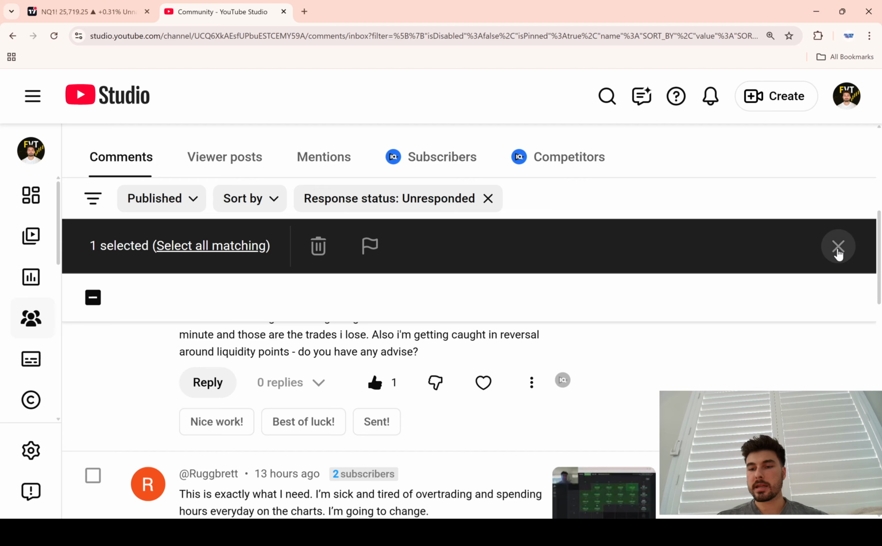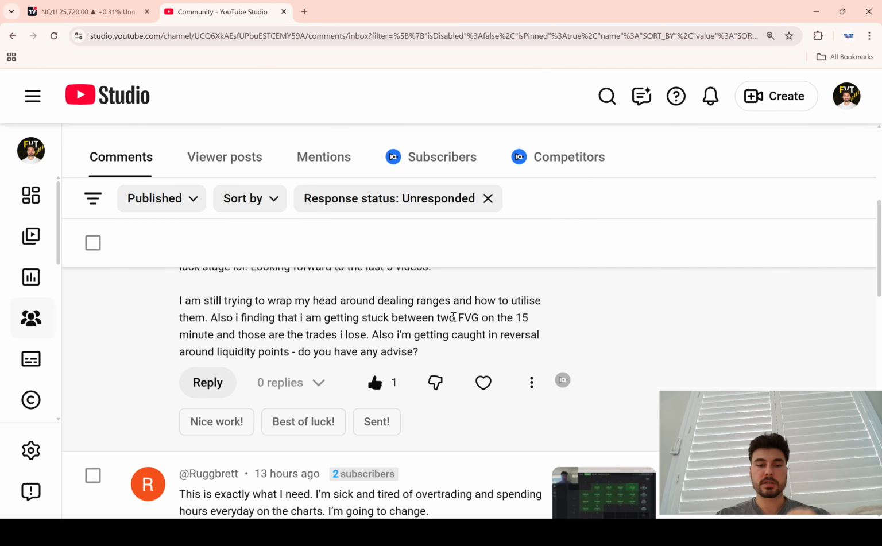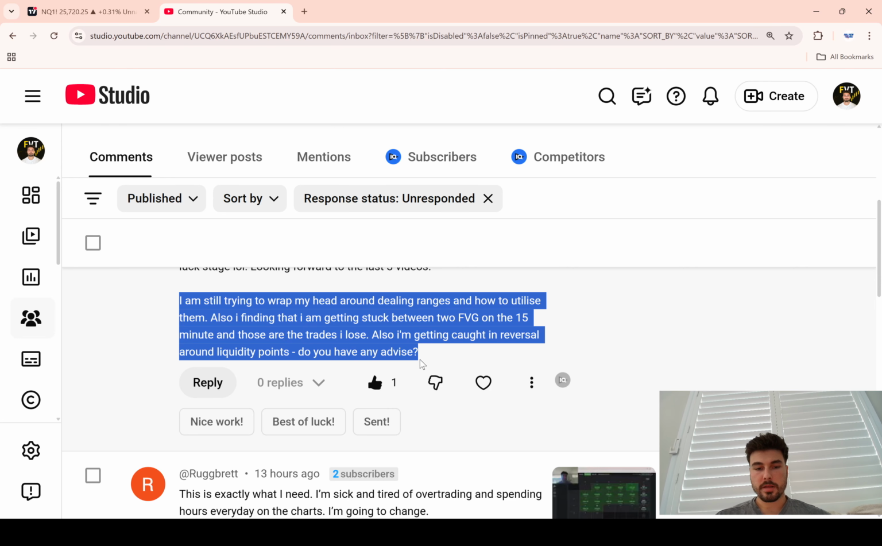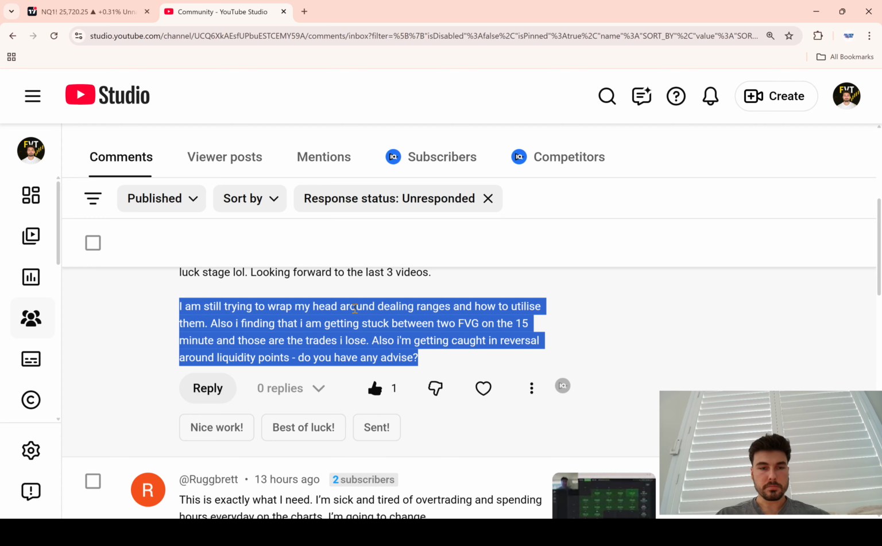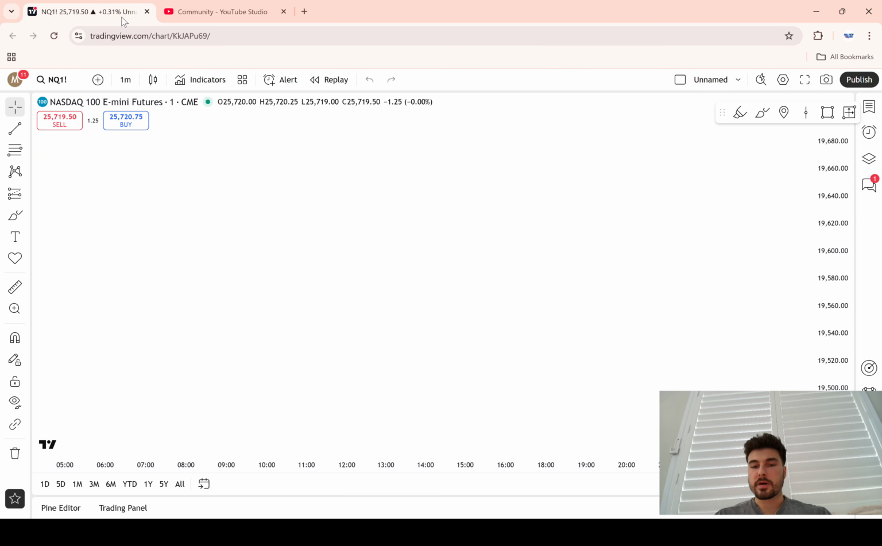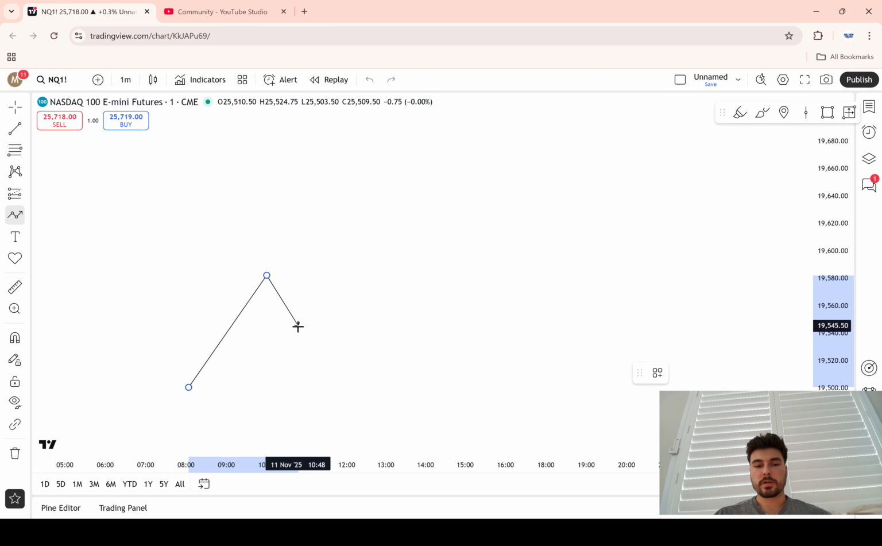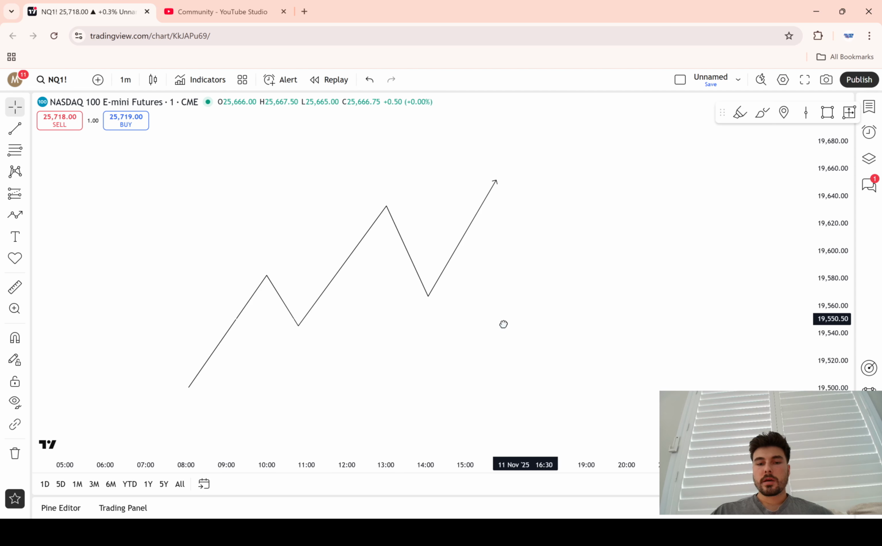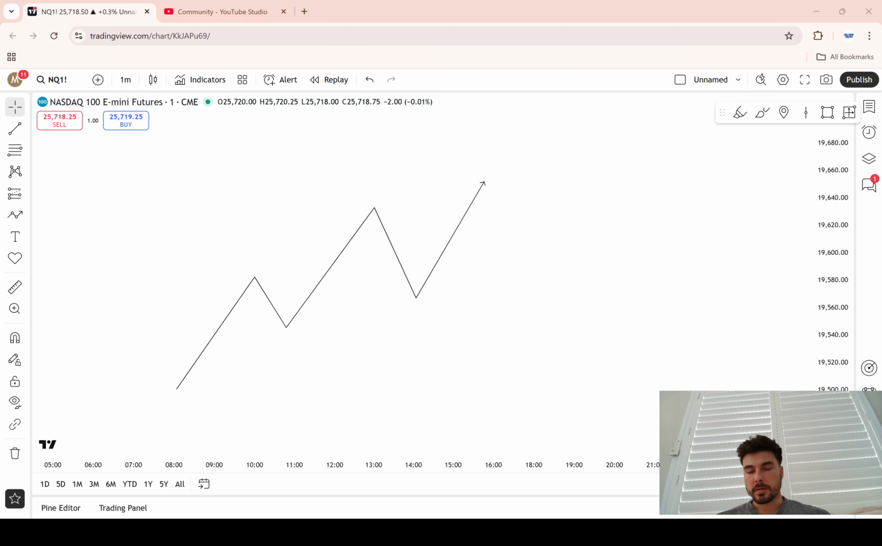You know, trying to get people's heads around dealing ranges, 15-minute fair value gaps. And I want to cover this. I think this is a really good question. So maybe this will simplify things. If you've got a market like this, that's moving like this, the dealing range that becomes important is only relevant to if you're looking for longs or shorts.